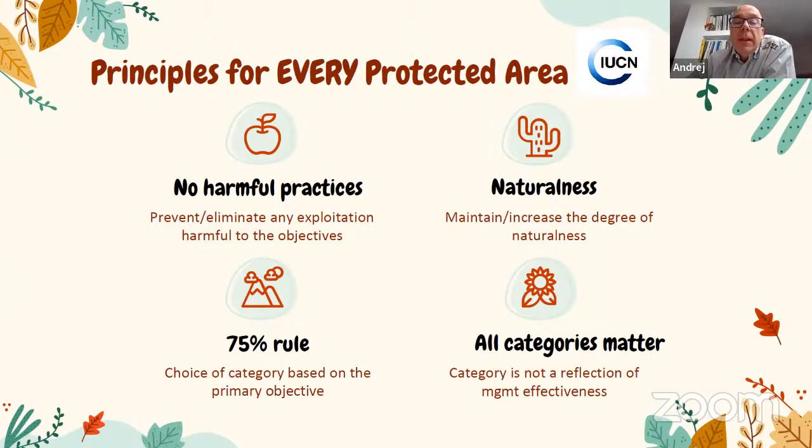We don't need to have only national parks. We don't need to only have strict protected areas. We also need protected landscapes and also other categories. However, please don't misuse this, because we need to deliver. Even in our protected landscapes, we need to deliver the management objectives. So, a well-managed protected area in each category is equally important to global conservation. Next slide, please.